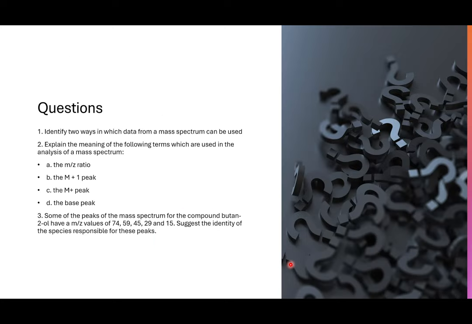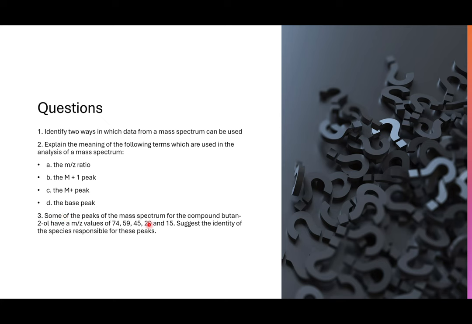So that's really it for mass spectrometry. And I have just a bit of questions here. No, it isn't the same question from before. This is different. So this is a different question here, right? Identify two ways in which data from mass spectrum can be used. Explain the meaning of the following terms. So you guys must be able to define a mass to charge ratio. We must be able to define the M plus one peak, the M plus peak, and the base peak. You also need to be able to define the M plus two peak. You must be able to give us definitions of those, right?